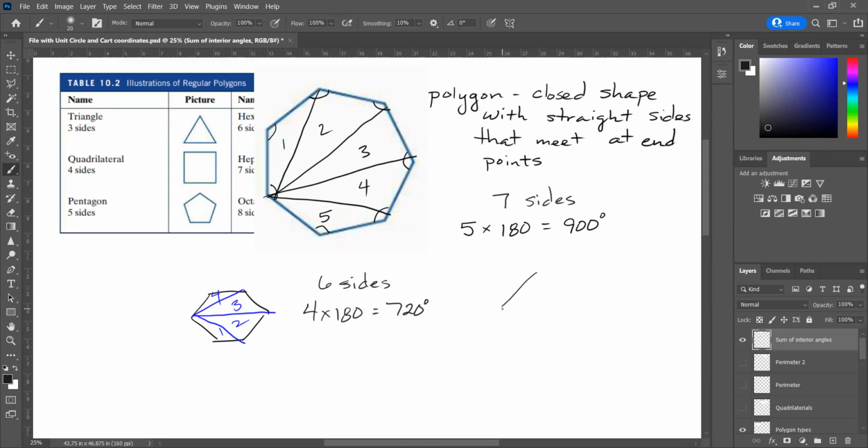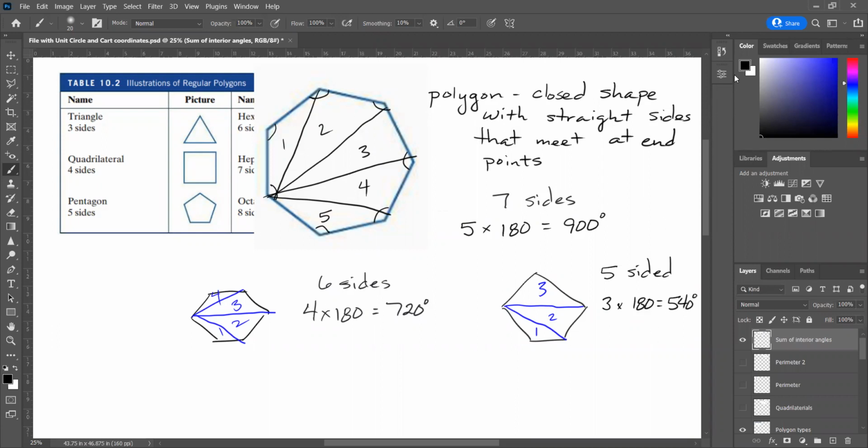Let's try a pentagon. We'll draw some triangles here. 1, 2, that's all I can do. It's got 3 triangles. So a 5-sided figure has 3 triangles, and 3 times 180 is 540.